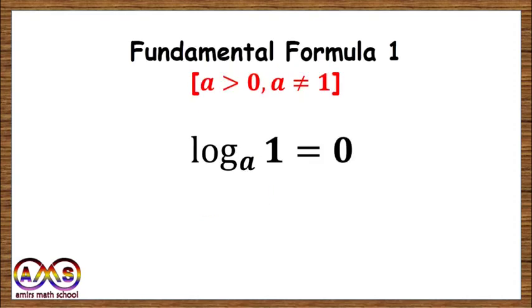Now the fundamental formula 1. With the condition a greater than 0 and a not equal to 1, log base a of 1 is equal to 0 because we know a to the power 0 equal to 1. Since a to the power 0 is equal to 1, we can say log base a of 1 is equal to 0. Or if we convert the equation log base a of 1 equal to 0 to exponential form, we can easily get a to the power 0 equal to 1, which is true according to the given condition a greater than 0 and a not equal to 1.